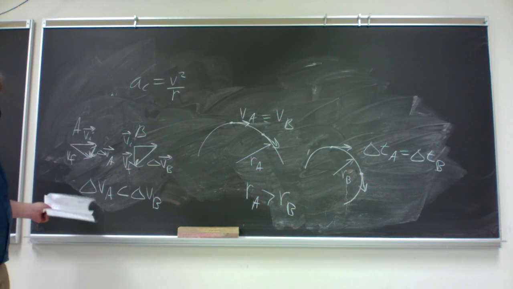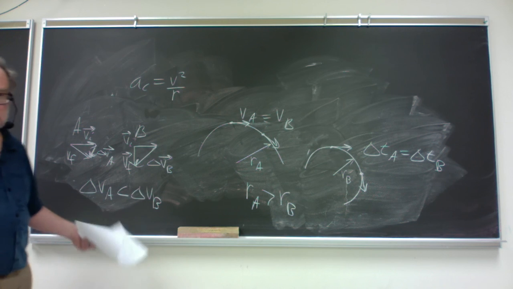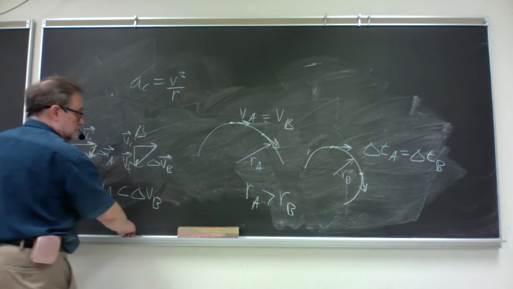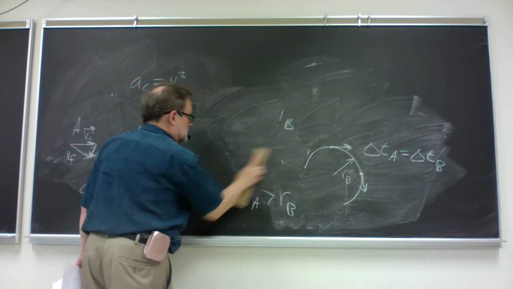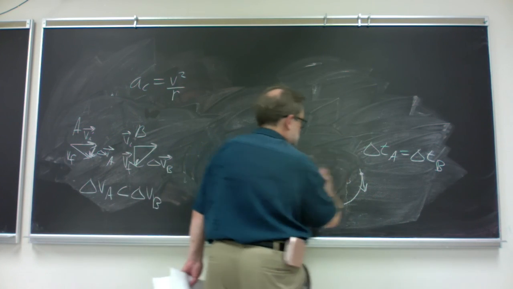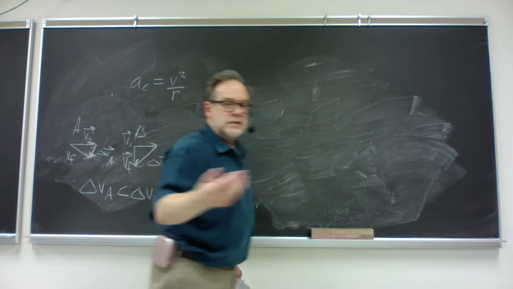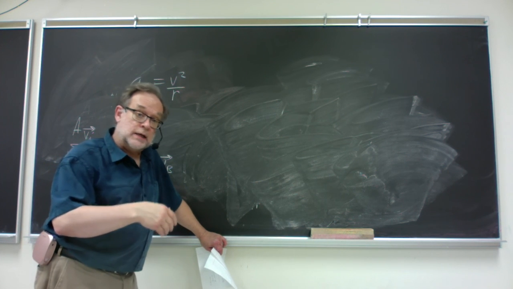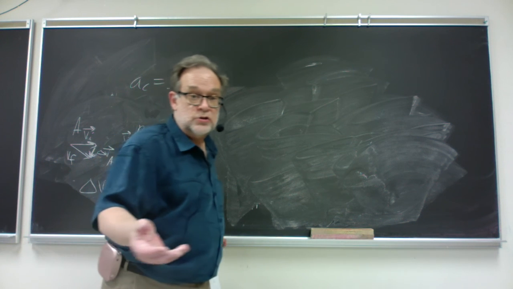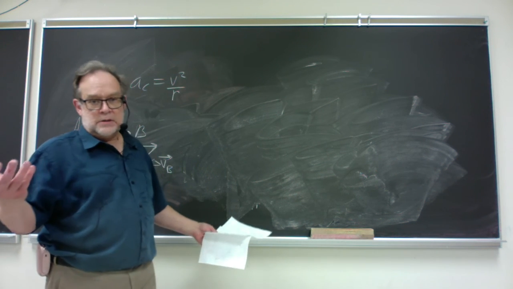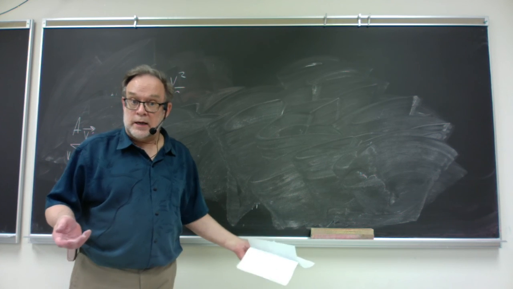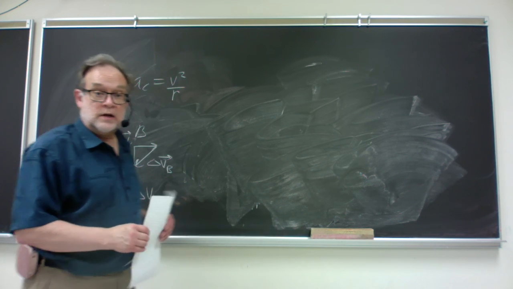So now you got less velocity change for A than you did for B, but you watched them for the same length of time. In the same length of time, A's velocity changed less and B's velocity changed more. So that means the rate of change of B's velocity is higher and the rate of change of A's velocity is lower.